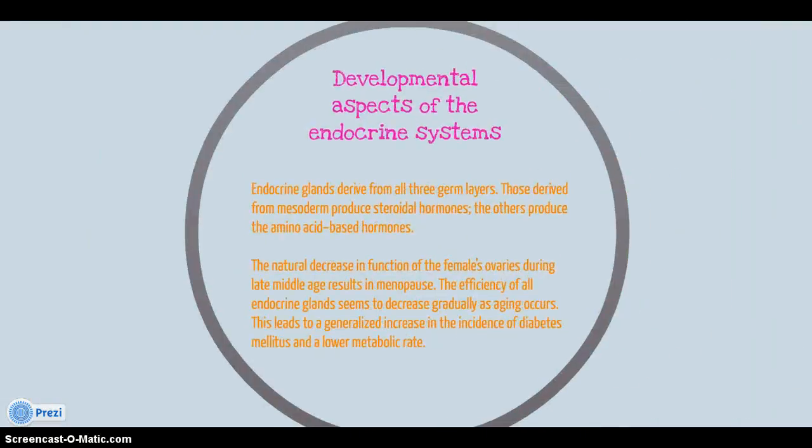Developmental aspects of the endocrine system. Endocrine glands derive from all three germ layers. Those derived from mesoderm produce steroidal hormones. The others produce the amino acid-based hormones. The natural decrease in function of the female's ovaries during late middle age results in menopause. The efficiency of all the endocrine glands seems to decrease gradually as aging occurs. This leads to a generalized increase in the incidence of diabetes mellitus and a lower metabolic rate.